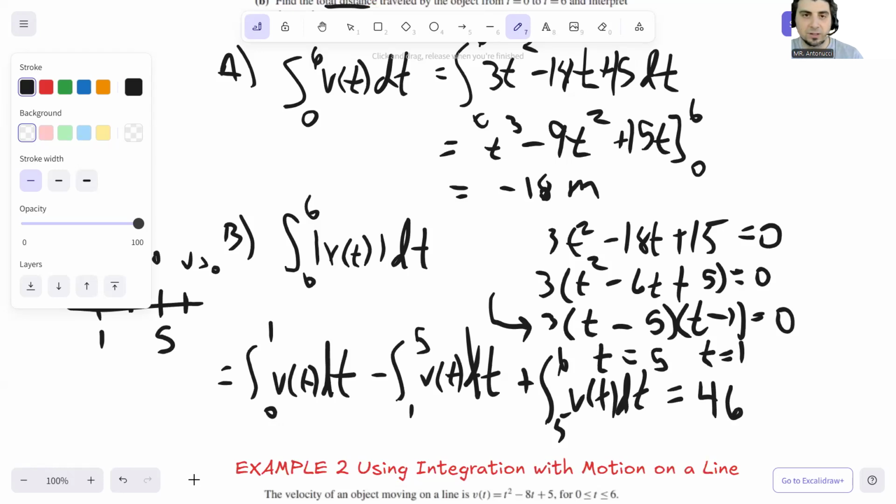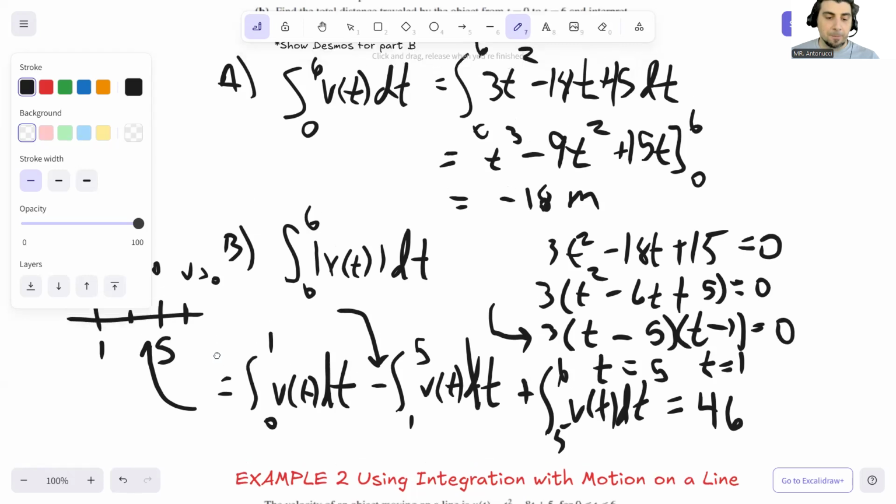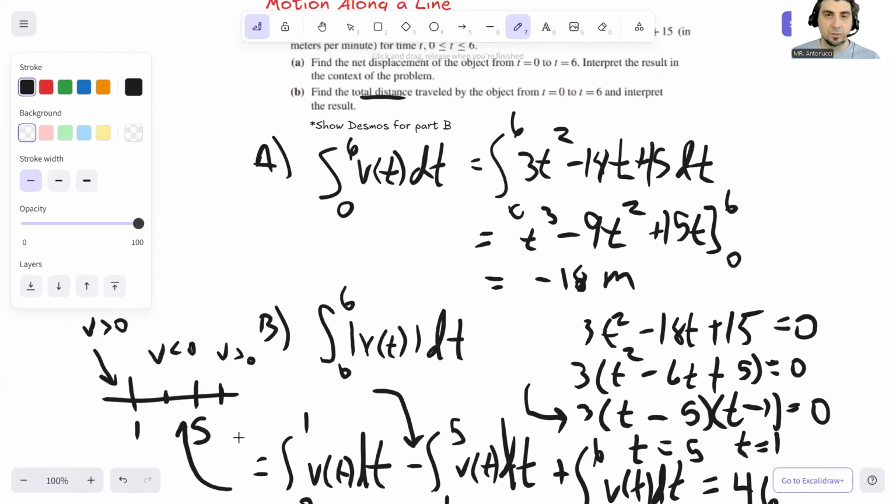With units, this 46 means that the total distance traveled by the object is 46 units. The reason we had to subtract this integral is because on that interval, the velocity was negative, so the integral is going to give a negative value. If we take the opposite of it, it would give you a positive value.